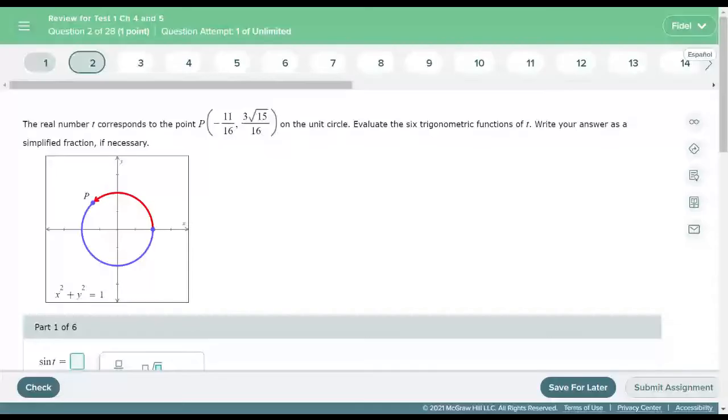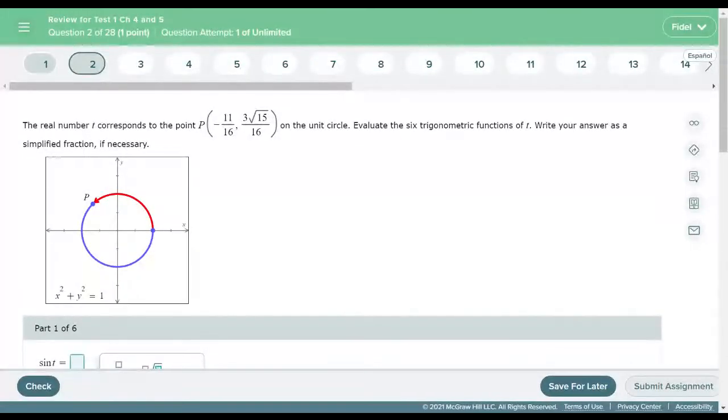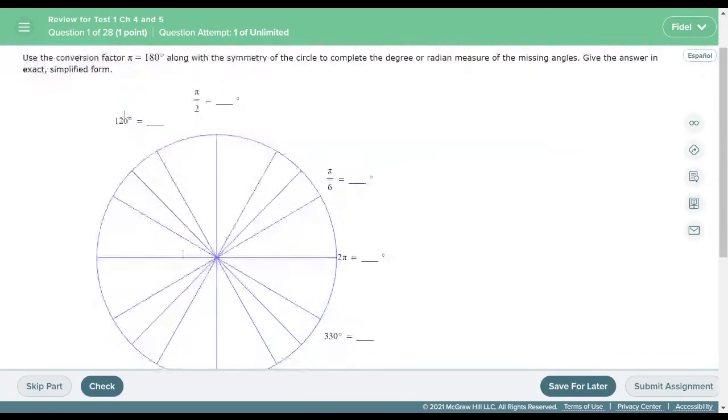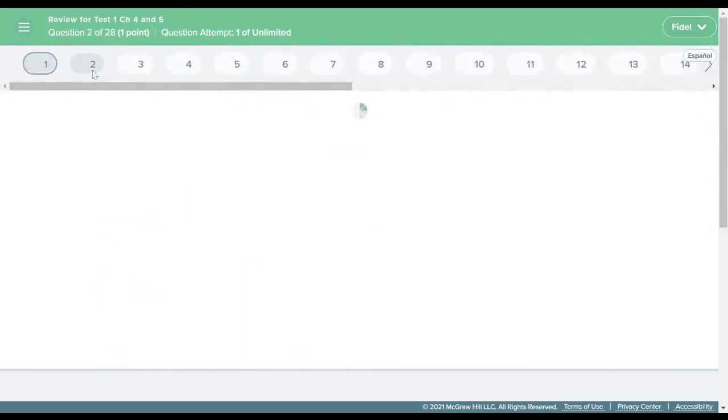We'll start recording. Okay, so let's come back over here. All right, so we skipped number 1 because we all felt good about number 1, how to convert. Let's go to number 2.